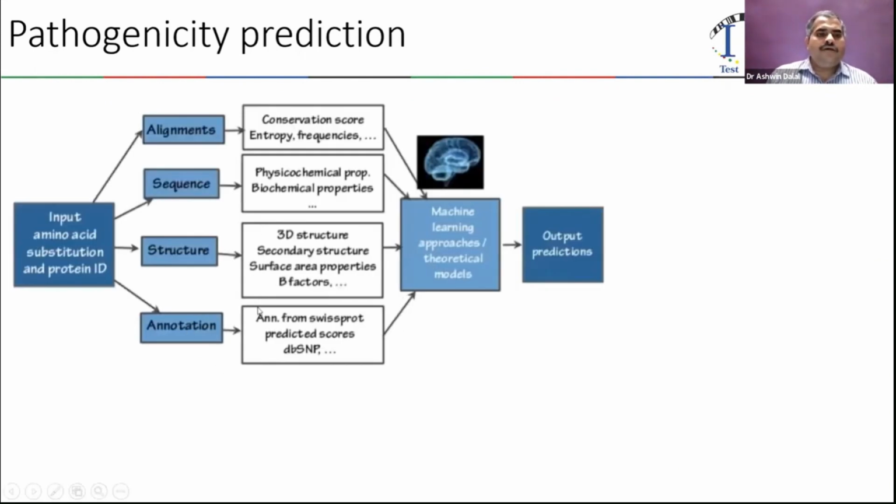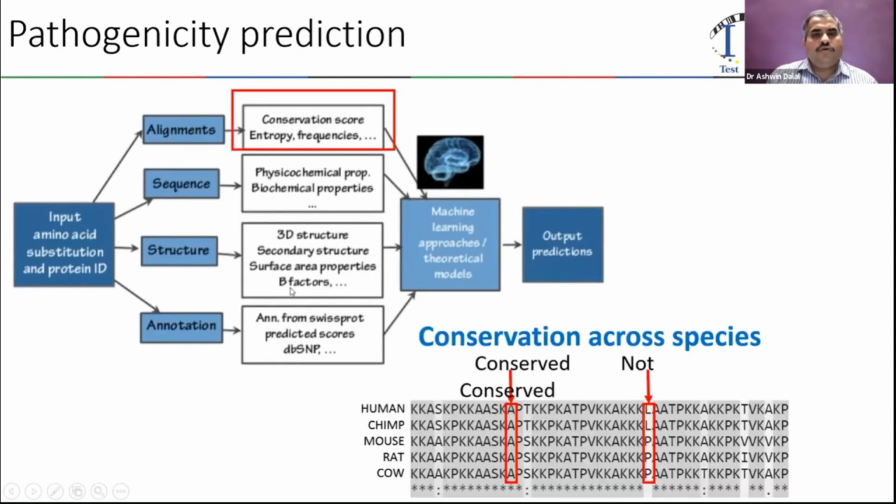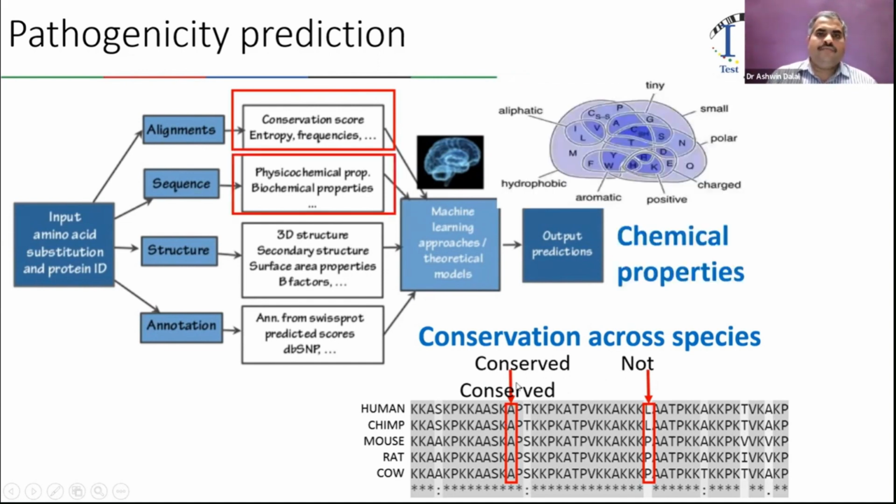The third step is pathogenicity prediction. Here the amino acid is checked for its probability of pathogenicity using different mechanisms. One is using the conservation score, where you look at whether an amino acid is conserved across species or not. So these are different species. You can see here this amino acid is different in different species, whereas this amino acid is the same in all the species. So this is a very important amino acid. Any mutation at this amino acid is more likely to be disease causing.